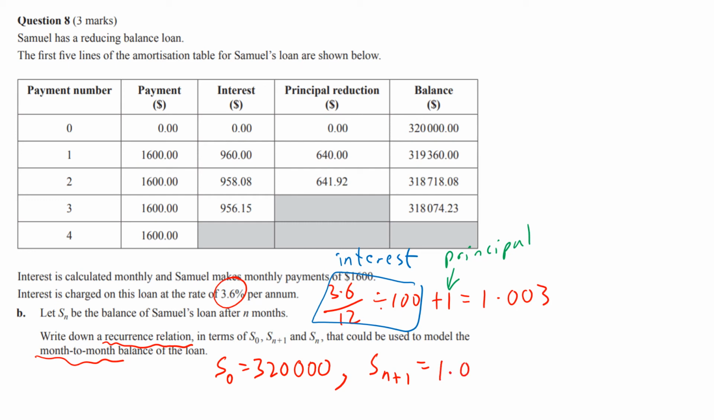So 1.003 Sn, and then because your payment is up here, you know it's minus because money's being subtracted from the total, so minus 1600. It's not the same with recurrence relationships about the minus being money going towards you or away from you, like on the financial solver. This minus is just because that minus is taking the value of the loan down. That's reducing the payments, whereas the 1.003 is actually increasing it because that's the interest.